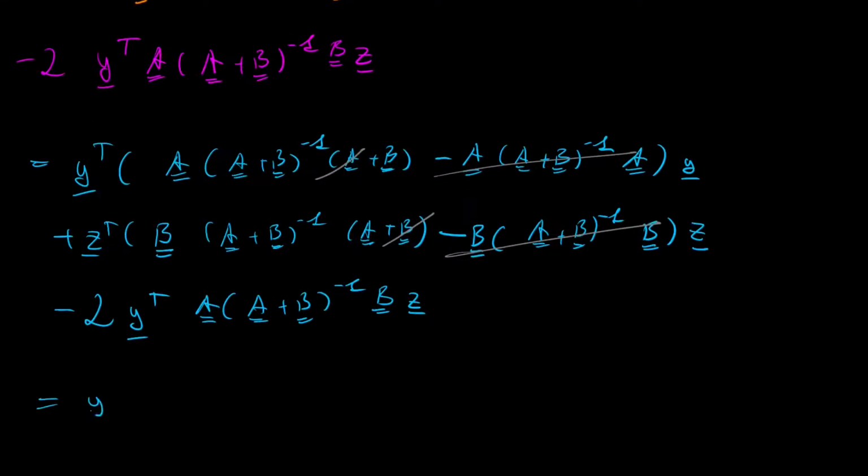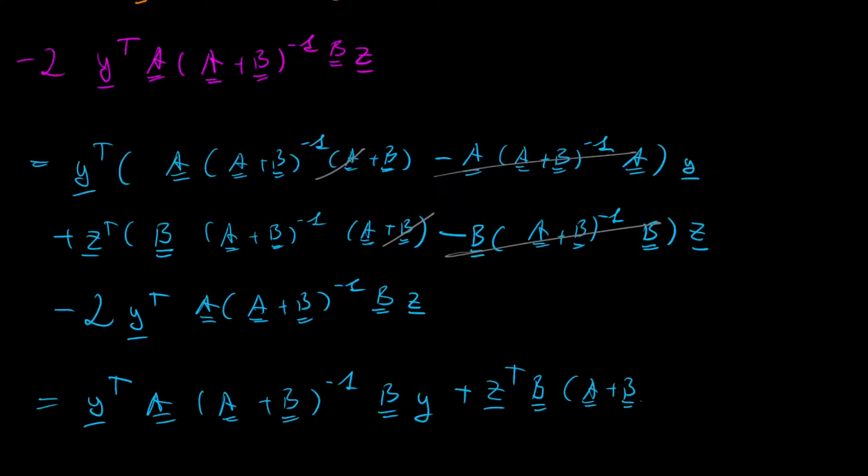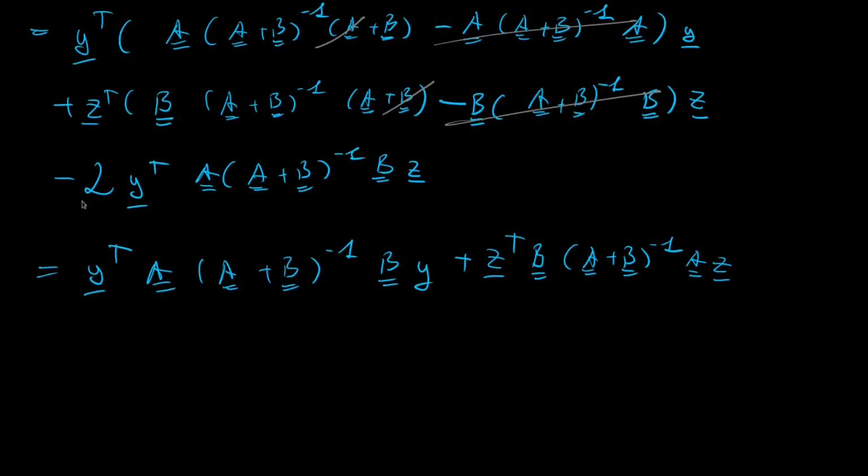So we have y transpose times A times A plus B in brackets inverse times B times y, plus the second term, which was z transpose B times A plus B in brackets inverse times matrix A times vector z, and then the mixed term, which was minus 2 y transpose A times matrix A plus B in brackets inverse times B z.